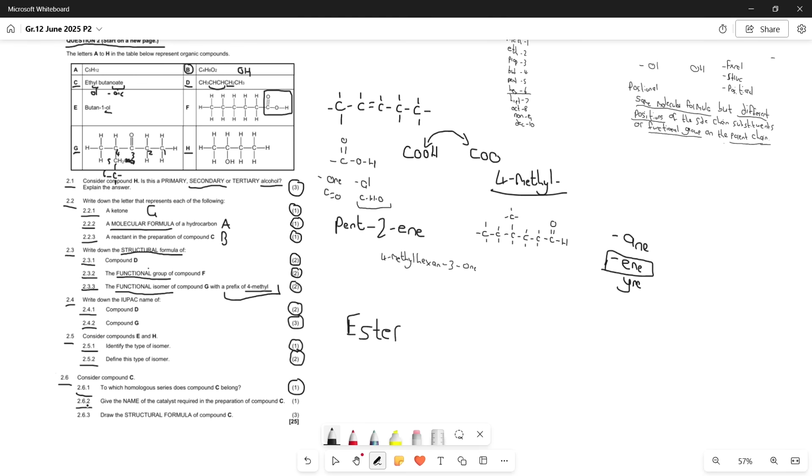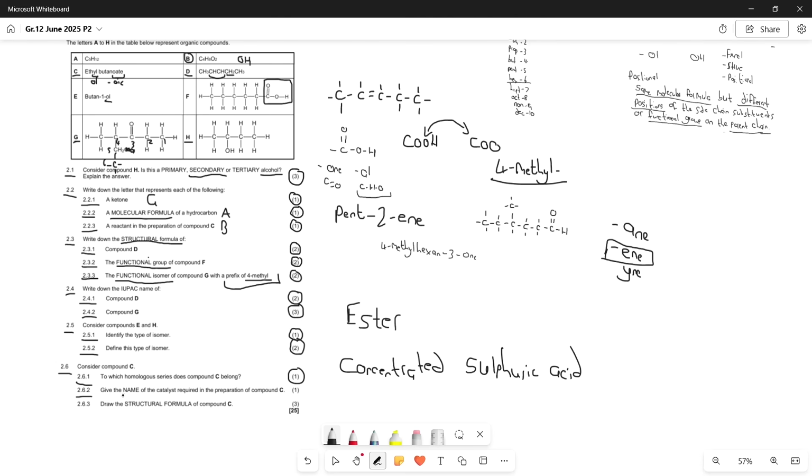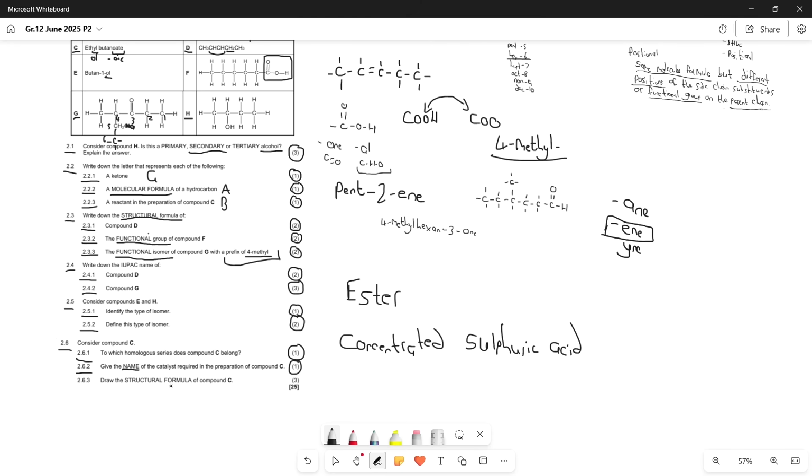So then 2.6.2 says, give the name of the catalyst required in preparation of compound C. This is just a theory question, something we have to know. There are certain conditions for certain reactions to take place, but a common catalyst that we use for a lot of them is concentrated sulfuric acid. We gave the name. If we wrote H2SO4 for the answer, we would not get the mark because they only wanted the name, not the molecular formula. And we just earned 1 mark over there.